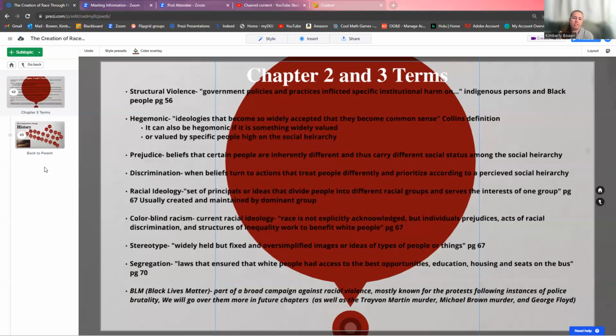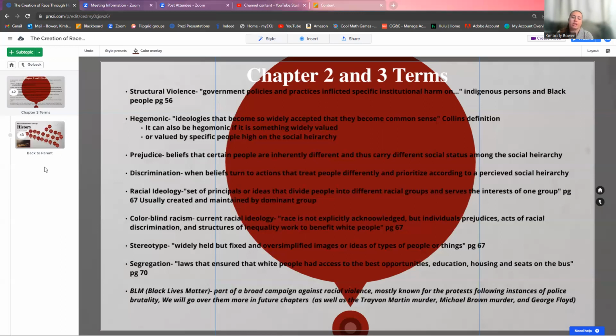A racial ideology is a set of principles or ideas that divide people into different racial categories or groups and serve the interest of one group, the dominant group. They're usually created and maintained also by that dominant group.